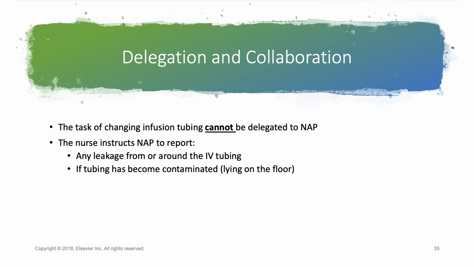IV tubing changes cannot be delegated. Again, we will educate our NAPs to let us know if they notice any leaking from the tubing or around the tubing, or if they go into the patient's room and somehow the tubing is hanging on the floor, it's not connected to the patient, or that cap has come off the end, we would tell them to let us know so that we could change it.